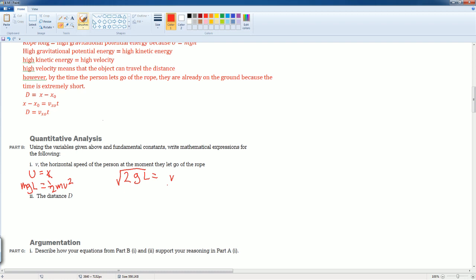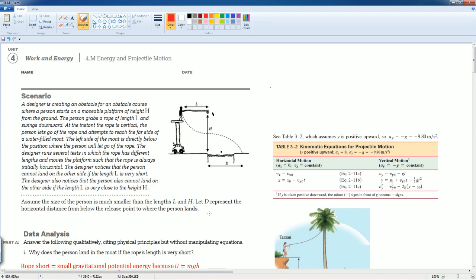Let's solve for the distance. Say y will be equal to h minus L, which is going to be equal to 1/2 gt squared. Right? So if we solve for that, t will be equal to the square root of 2(h minus L) over g. This is basically the length right here. Right? So let me show you.